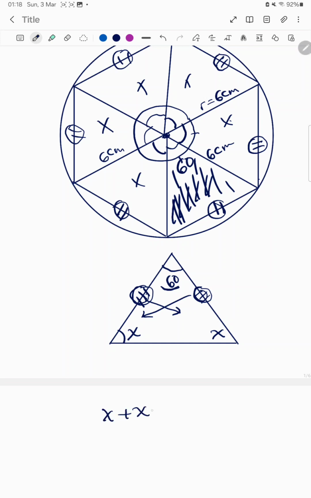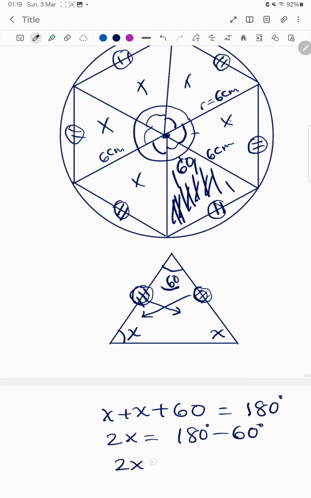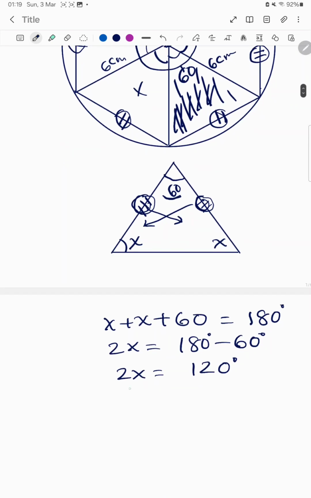X plus x plus 60 is the total sum of the interior angles of a triangle, which is 180 degrees. 2x is equal to 180 degrees minus 60 degrees. 2x is equal to 120 degrees. Divide both sides by 2. X is equal to 60 degrees. Each one of these x is 60 degrees. Now at this time we know that this is an equilateral triangle.